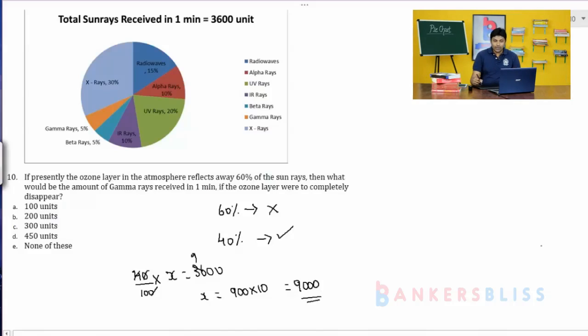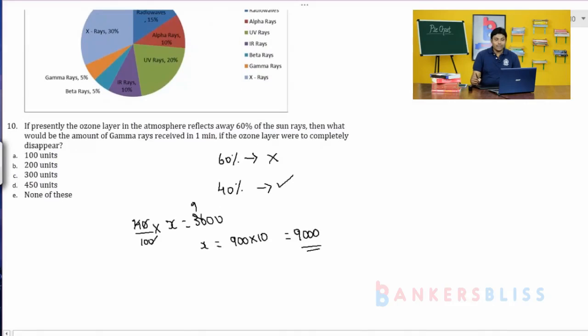So how much gamma rays can we receive? Gamma rays is 5%. So that is 5% on 9000, that is 450. 10% is 900, 5% is half of 900, that is 450. So option D, 450 is the right answer. Okay, let's move on to the next problem, problem number 11.